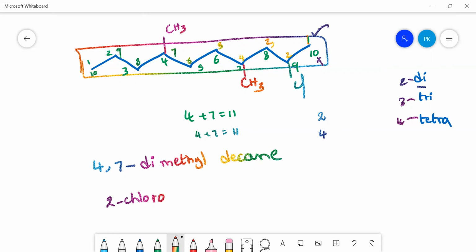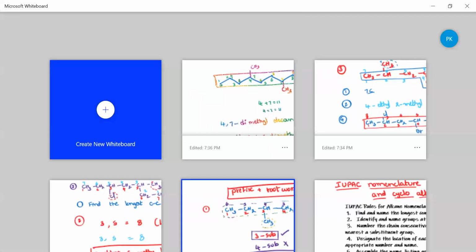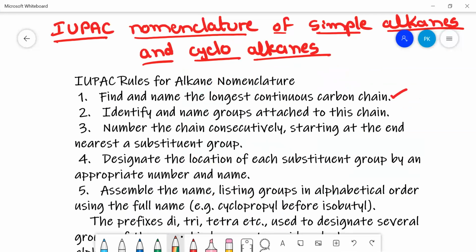Next is 4,7-dimethyldecane. So like this, in different ways, I explain to students. I think almost all the rules we covered.